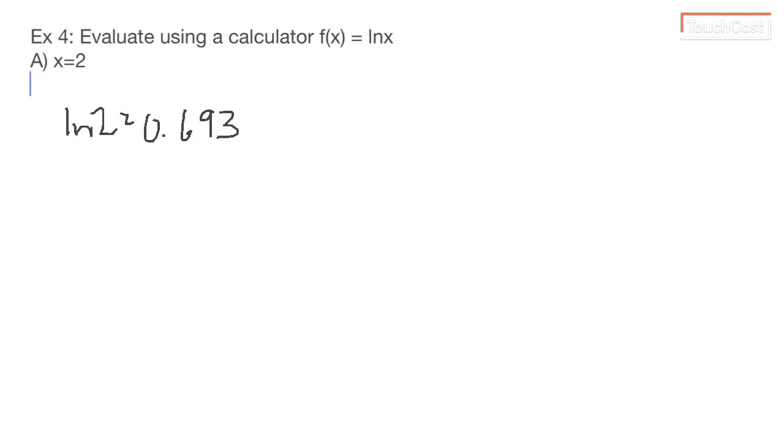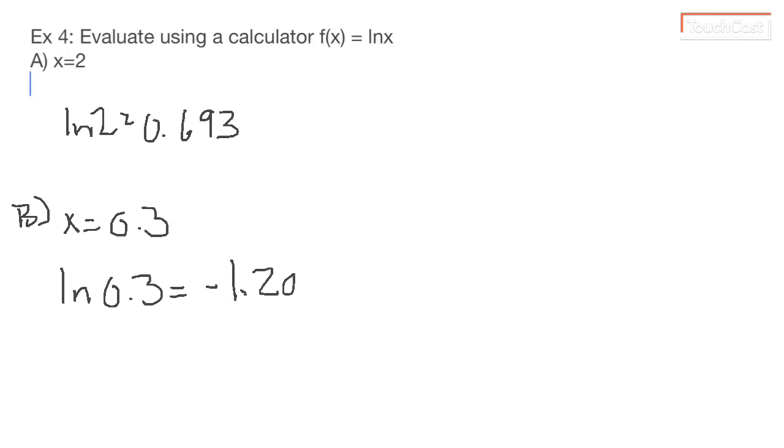Now in class, I'll show you where this button is on the calculator. Let's look at 2 more. So we've done A, let's do B, where x is going to be 0.3. So again, we just use our calculator. We type in natural log of 0.3, hit enter. It's going to give us about negative 1.204.